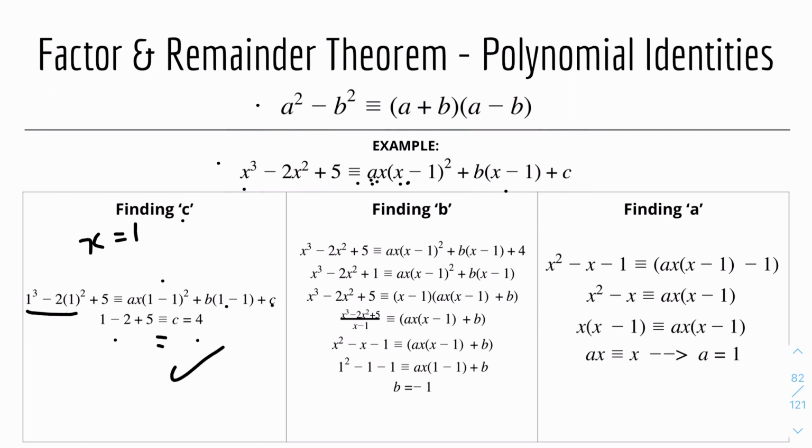And number two, for finding either a or b, I proceeded to find b. Once you have what c is, you can just substitute c by 4. What I did here was factorize x minus 1 out of everything. But before that, I minus both sides by 4 to get x cubed minus 2x squared plus 1. Then next step, I factorize x minus 1 like here. And then I divide both sides by x minus 1, like use long division, which we'll look into later, to get this, x squared minus x minus 1.